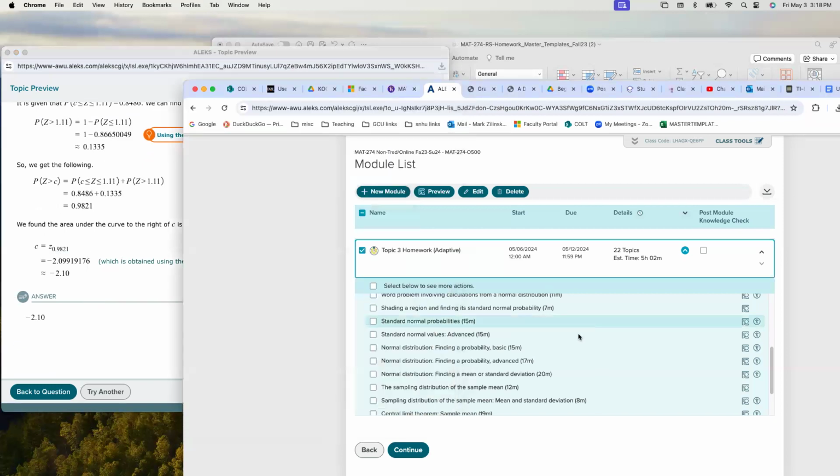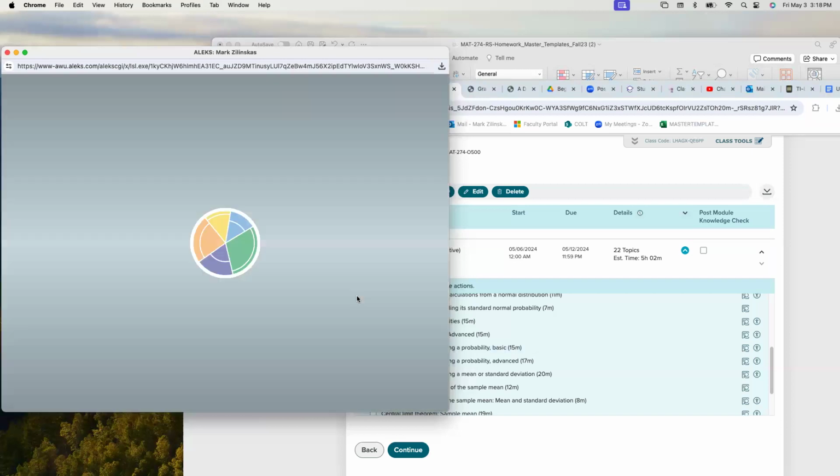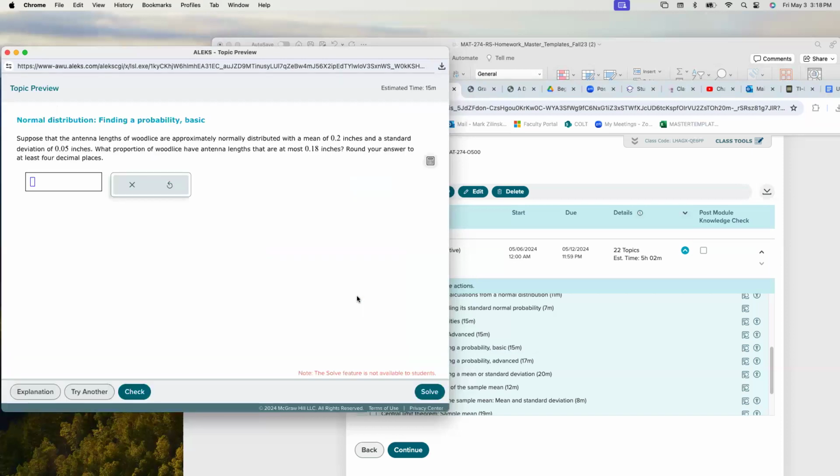So that is a standard normal advanced problem. Now, finding normal probabilities basic. I am going to jump into one of these. So now this one here, they start giving you some other information. Suppose the antenna lengths of these wood lice are approximately normally distributed. I don't really know what those are, but we'll assume it has something to do with antennas.